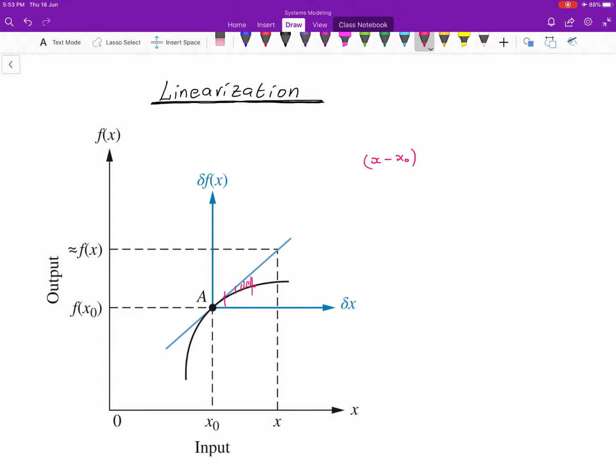The first step is to recognize the nonlinear component and write down the nonlinear differential equation. Then find an operating point. An operating point will be x naught and u naught. Once we have found the operating point, we linearize the nonlinear system using the Taylor series expansion. Then we substitute the linearized terms, and we'll take it from there.